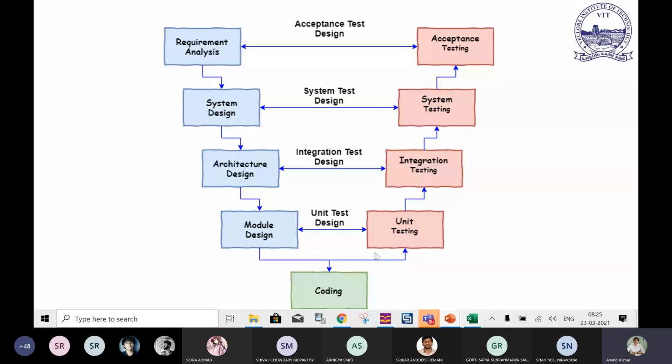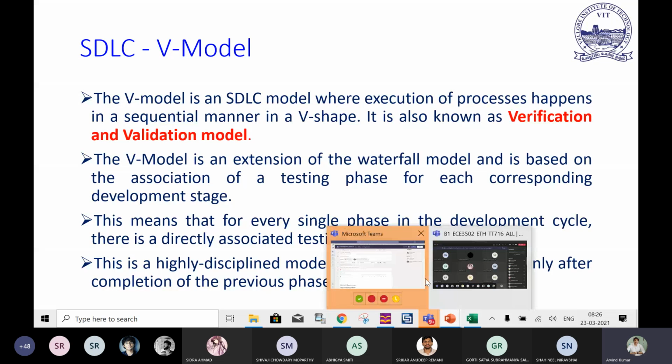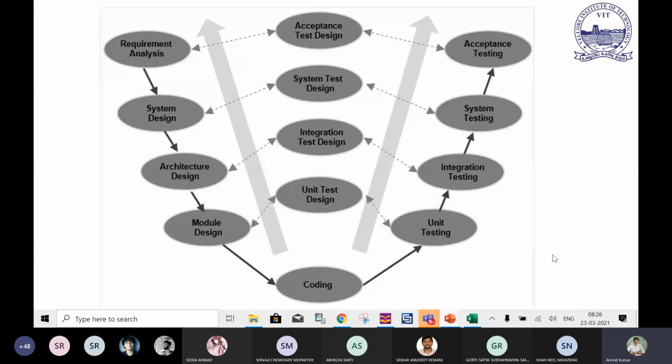What does it mean by connecting all those phases? Every single phase in the development cycle is directly associated with a testing phase. That is important, because in the end you should not struggle, or there is less chance of failures. This is a highly disciplined model, and the next phase starts only after completion of the previous phase. That is the same point as the waterfall model, but what is the additional thing? Testing. You have the flexibility to test every phase, which you do not see in the case of the waterfall model.